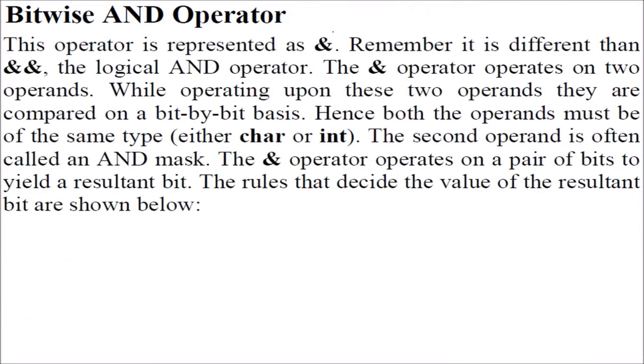Bitwise AND operator. This is the AND operator. It is not equivalent to double AND, which is the logical AND operator. This AND operator operates on 2 operands, and when we operate on them, we go bit by bit. Both operands must be of the same type; if one is a character, the other has to be a character. Similarly for integer. The second operand is called the AND mask. We'll see what this masking means.